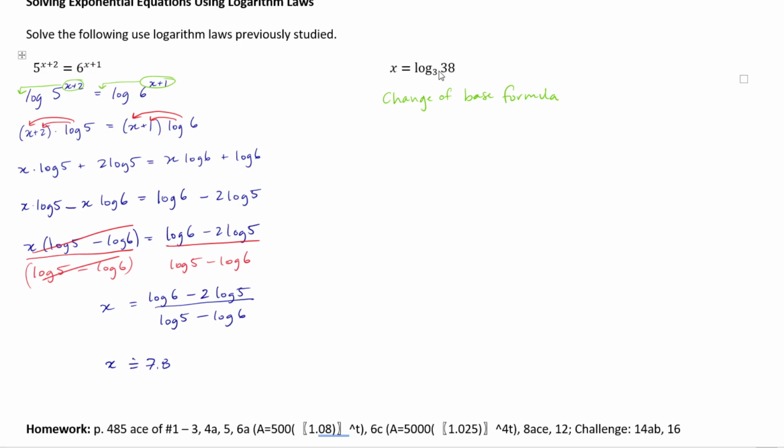The change of base formula states that log 38 base 3 is simply equal to the common logarithm of 38 over the common logarithm of 3. And if log 38 base 3 is equal to x, therefore x is equal to the common logarithm of 38 over the common logarithm of 3. Inputting that into my calculator, I get x is approximately equal to 3.3.